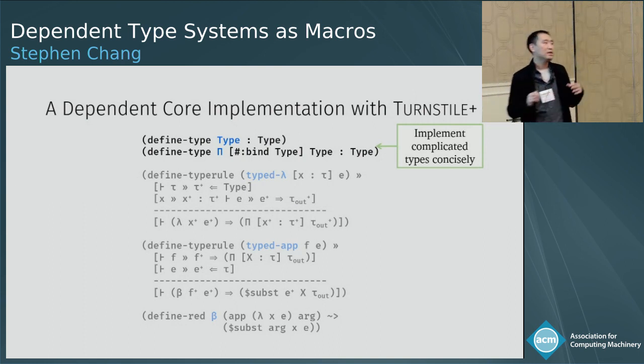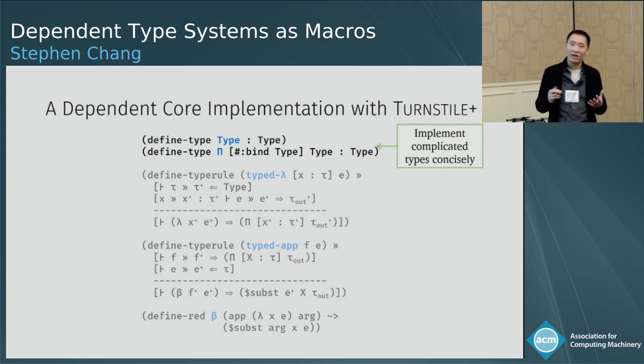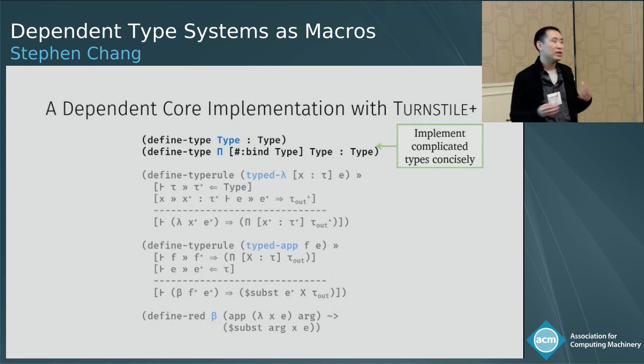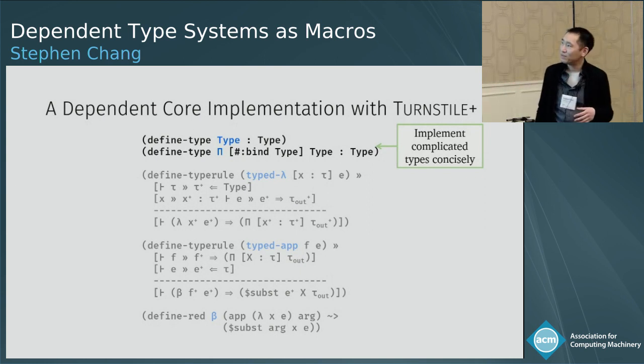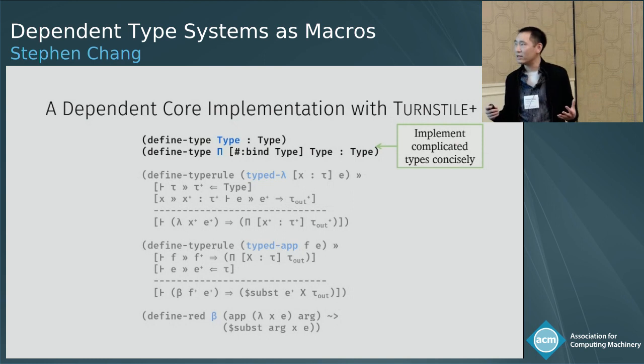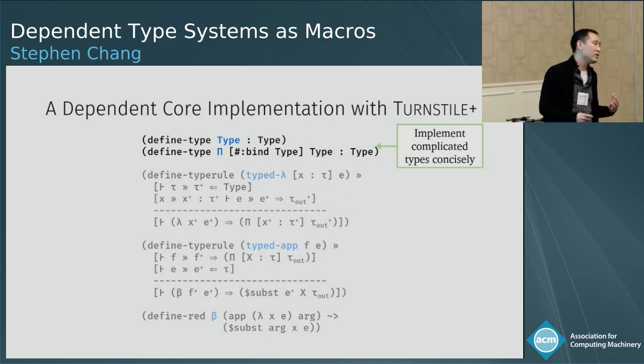First, Turnstile Plus programmers can implement types for their language in a very concise way. So here we have type, which is the type of types. And like any good tutorial, we give type a type that's equal to itself. And also here's pi, which is the dependent function type. And it's a little more complicated, but as you can see, it's still a very concise implementation.